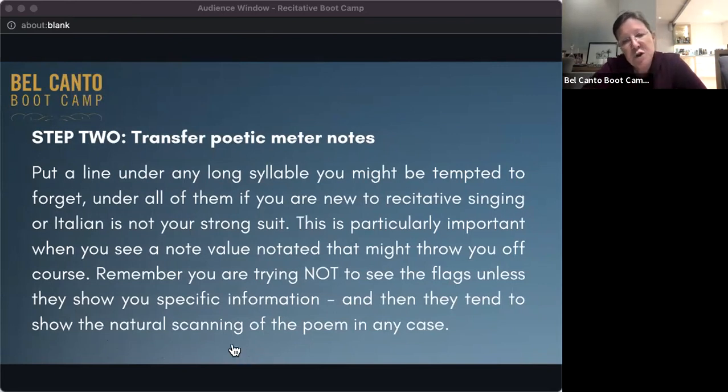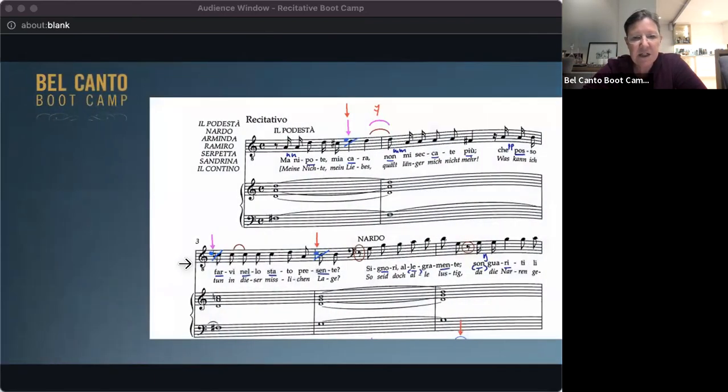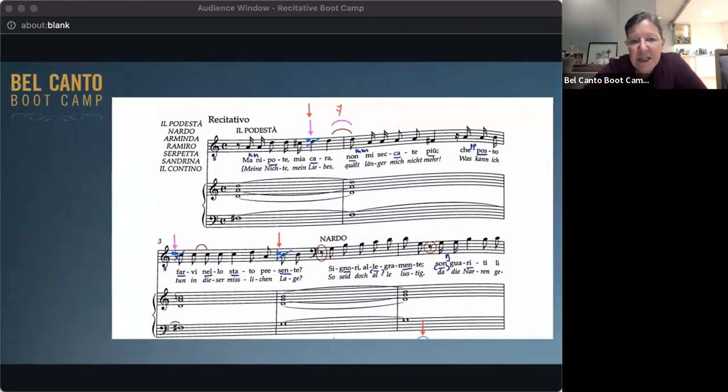Now, again, you don't have to put all of them, especially if your Italian is getting good, but you particularly want to do it when you see a note value that will throw you off, right? Because the idea is that you will not see the flags. So in the finta recitative, we are looking at maybe nipote and cara is not so important to underline, or non mi seccate, but you see how it's important maybe to put a line on "che posso farvi nello stato presente," because otherwise you might be tempted to say "che posso farvi nello stato presente," because that's what the flags are telling you, and that, as we say in America, is just fake news, right?